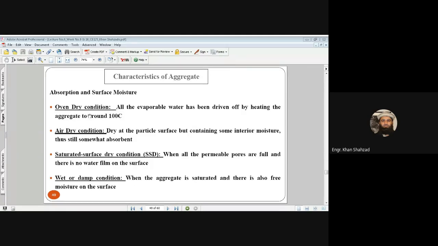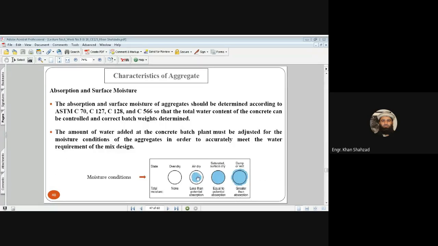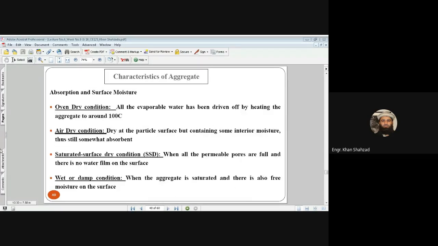So what is oven dry condition? All the evaporable water has been driven off by heating the aggregates to around 100 degrees C. This is called oven dry condition. Now air dry condition: dry at the particle surface but containing some interior moisture, thus still somewhat absorbent. Here you have already seen this one. It has some absorption. Then saturated surface dry condition. This is also called SSD condition. आप जुबानी याद रखें इसको, ये आपके काम आएगा.